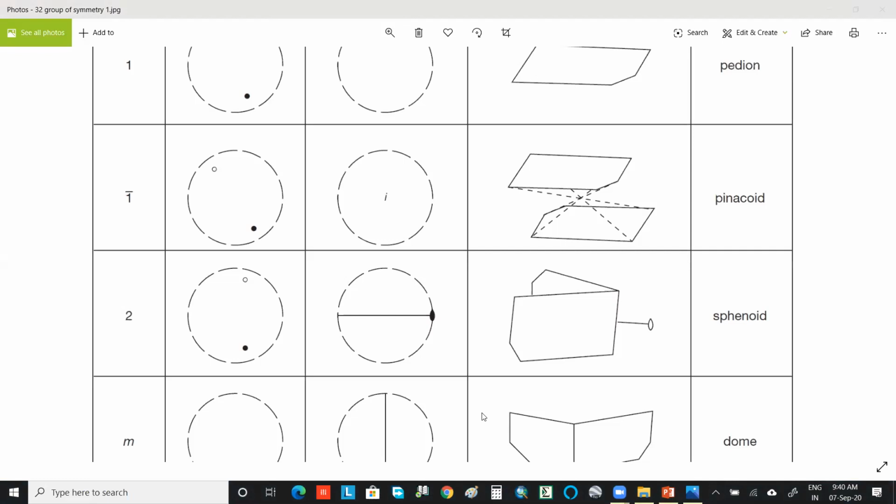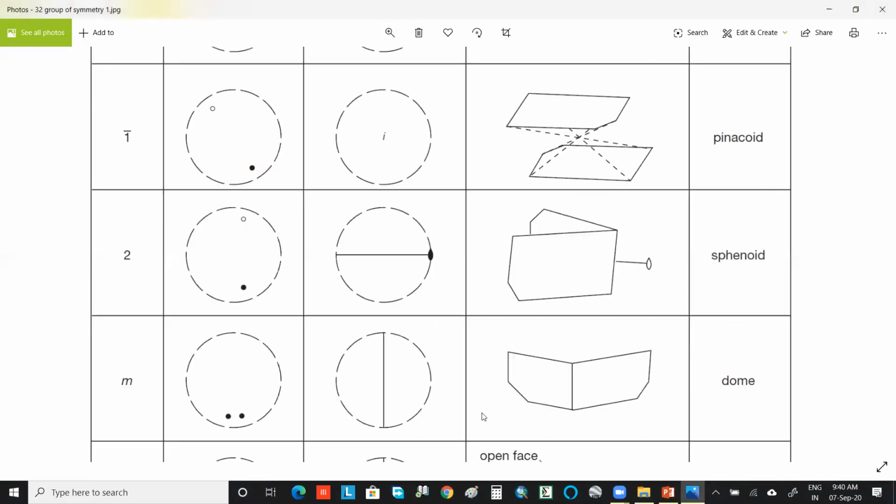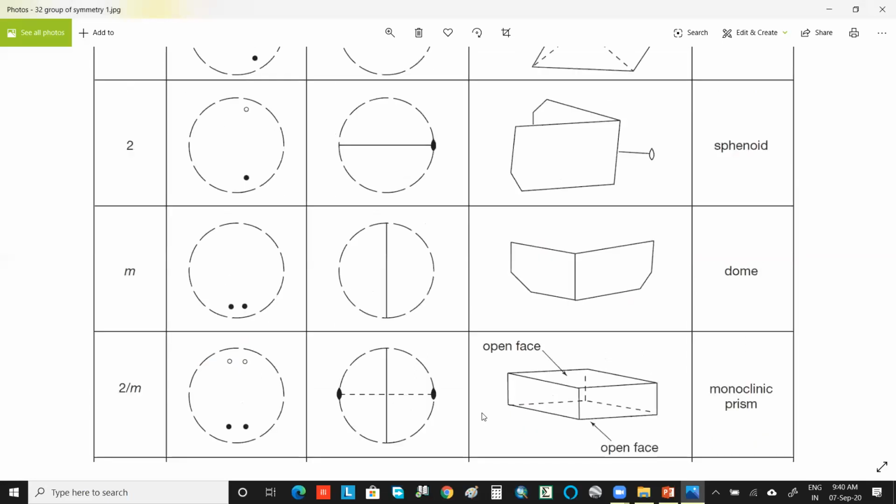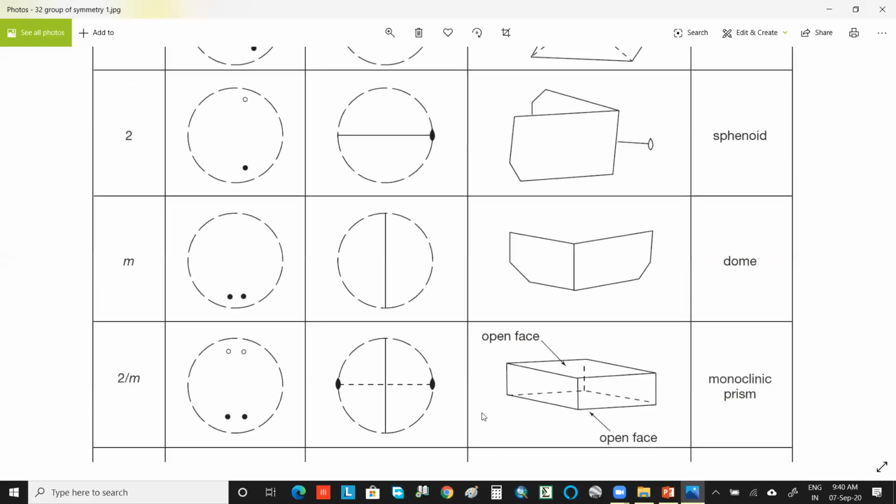While in the case of the sphenoid, they will be at 180 degrees. They are also at 180 degrees, but they are not in a straight line. They are in an inclined line. Getting my point or not? In the sphenoid, they are also having two faces. Pinacoid is also having two faces, but the motif will be something like this. And in the sphenoid, the motif which will be applied will be like this. Dome: they have adjacent faces, so in the dome it will be like this. Dome also has two faces.